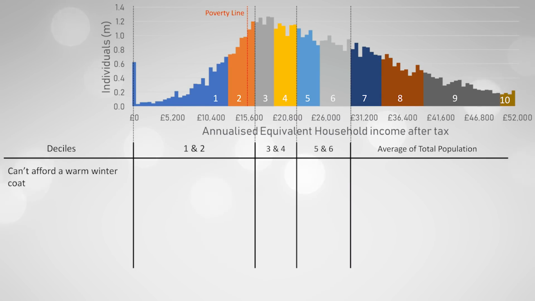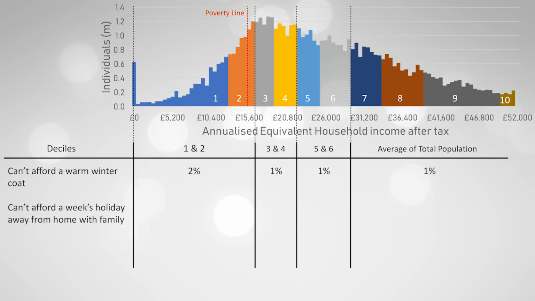For instance, how many people say they can't afford a warm winter coat for their children? The answer is fortunately very low, just 1% overall, and just 2% in the poorest 20% of the population. How about not being able to afford a week away from home with the family? This is much more common.